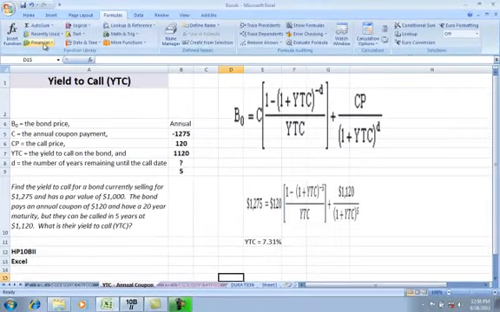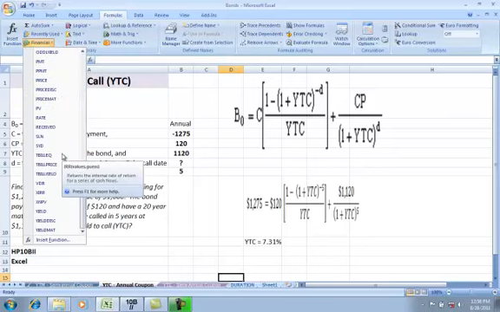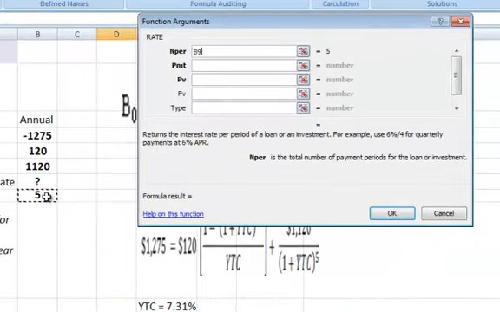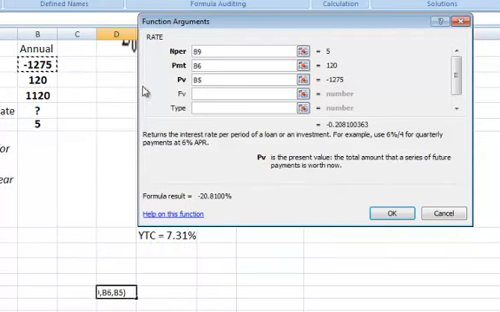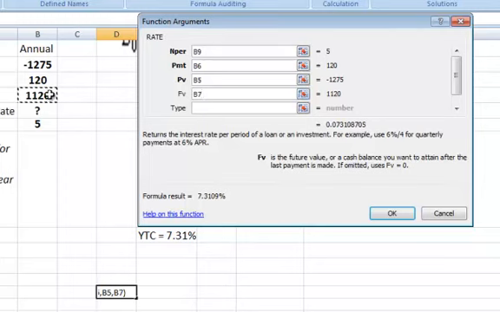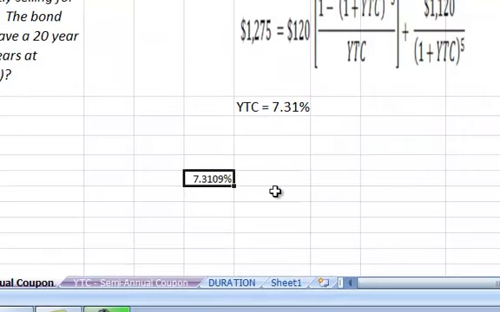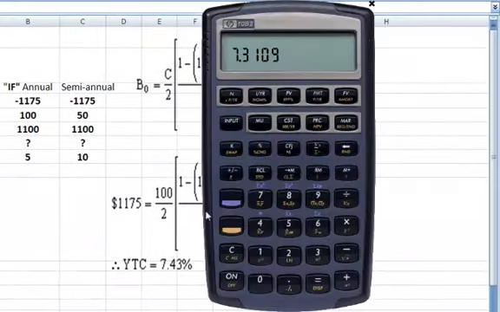Let's attempt it with Excel. There's the rate function. One more time. A 5-year callable bond with an annual payment of $120 has a present value of $1,273 and a future value of $1,120, and there's the 7.3109% as well.